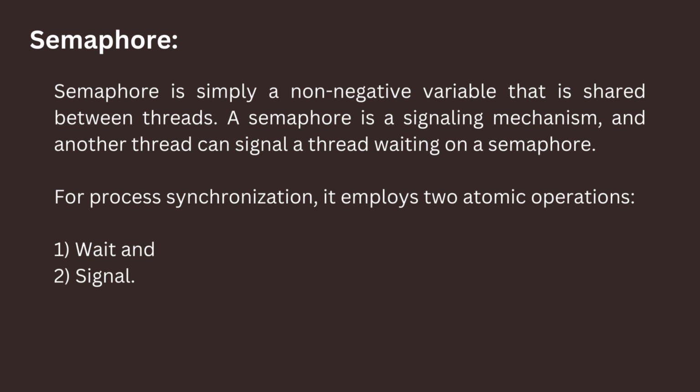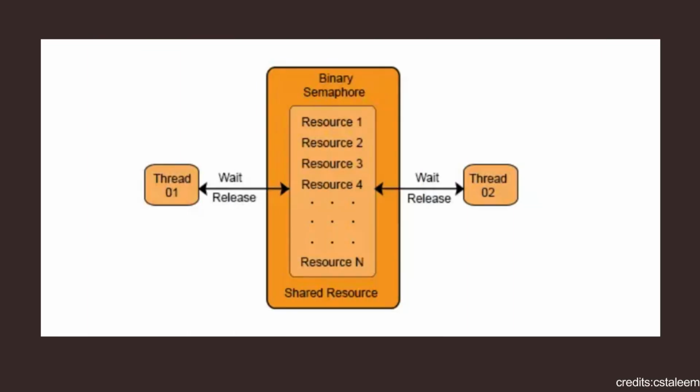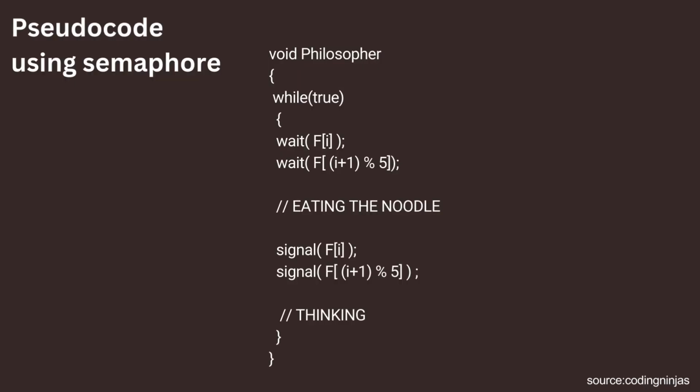A fork can be picked up by performing a wait operation on the semaphore and released by performing a signal operation on the semaphore. Initially, the elements of the semaphore F0, F1, F2, F3 and F4 are set to 1 since the forks are on the table. Let us now modify the above code by adding wait and signal operations.